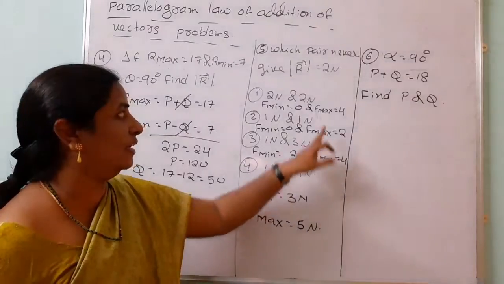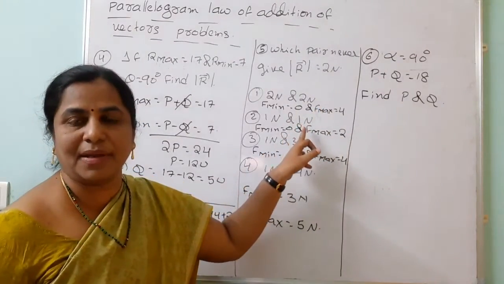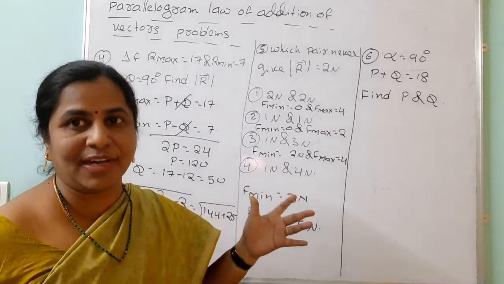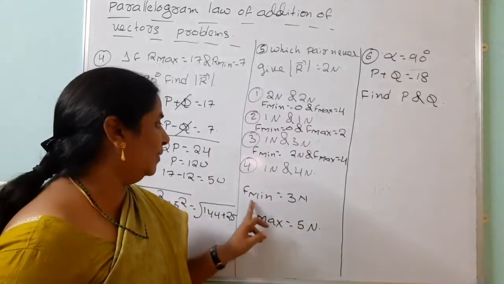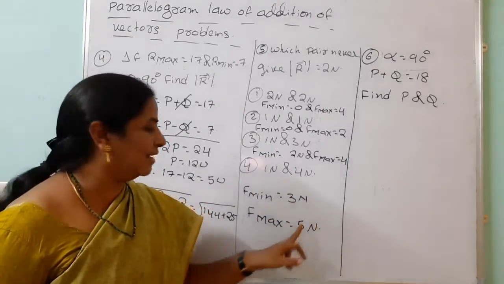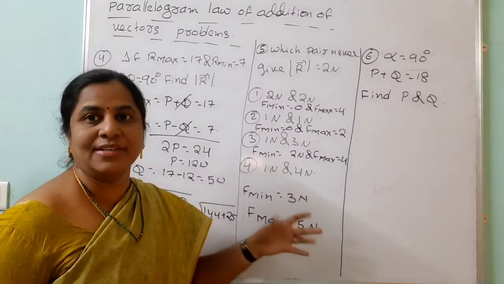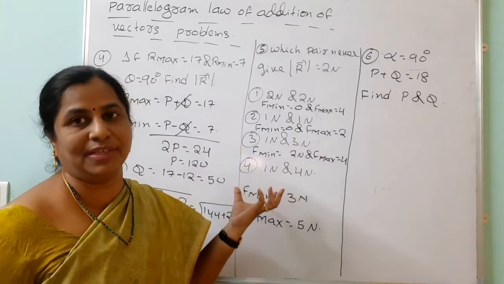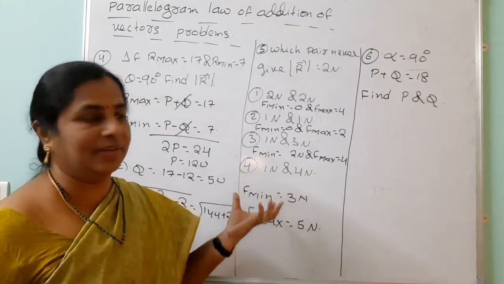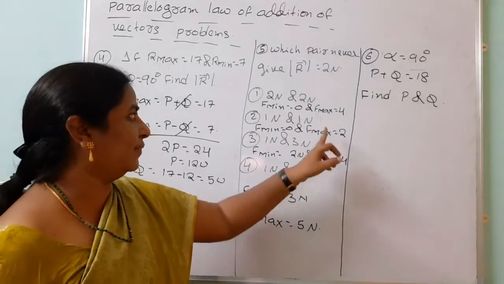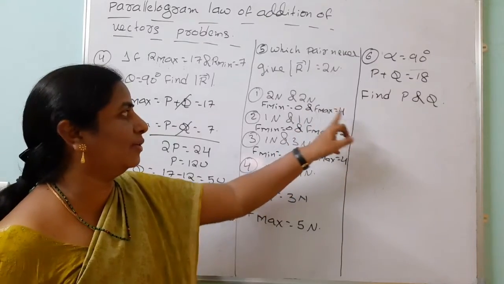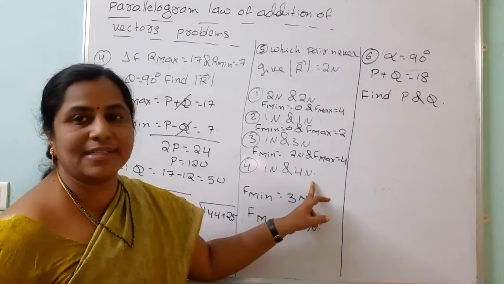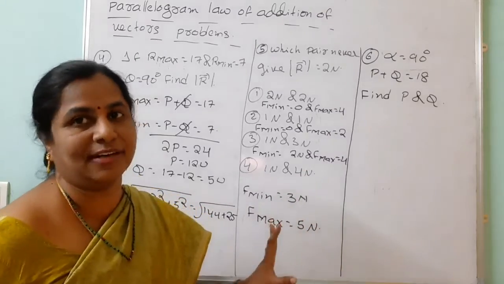The first pair is possible, the second pair is possible, the third pair is possible, but the fourth is our answer. Why is it not possible? Look here, minimum is how much? 3 newtons. Maximum is 5 newtons. So between minimum and maximum, but the resultant is 2 newtons, so this is not possible. Our fourth option is right. Between 0 and 4, 2 newtons is there, and here also 2 newtons is possible, but the fourth pair only is not possible.